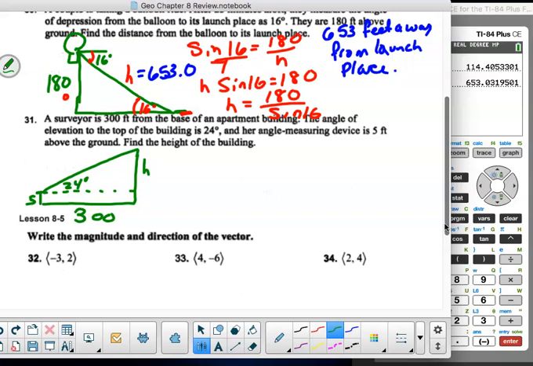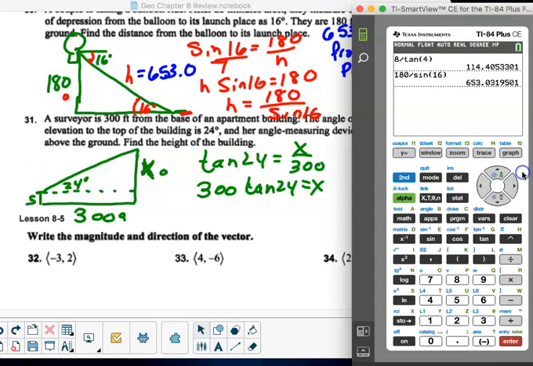So first of all, I'm going to find the height with 24 degrees. Let's call that x instead of h. Our x is the height of the building, and it's opposite over adjacent, tangent. So tangent of 24 is x over 300, so 300 tangent of 24 is x. I pop that in my calculator, 300 tan of 24, and I hit enter. I got 133.56.